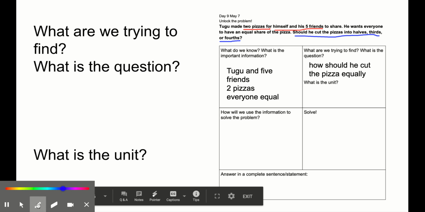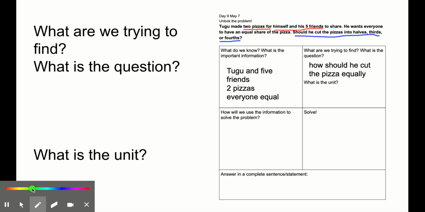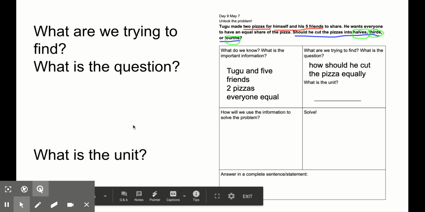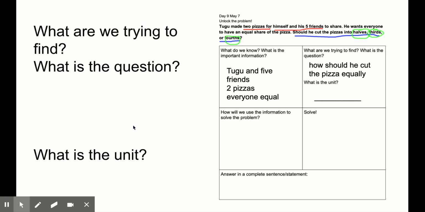The next problem says, what is the unit? Well, friends, we don't know the unit because we're going to need to decide what the unit is. Is it halves? Is it thirds? Is it fourths? So for the unit, we don't know yet. You can leave that part blank. Make sure you fill in the second box. And when you're done, come back.